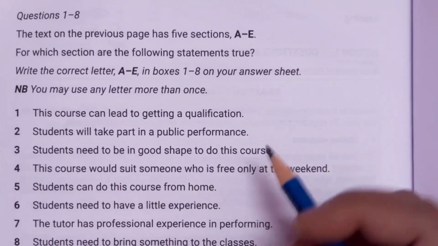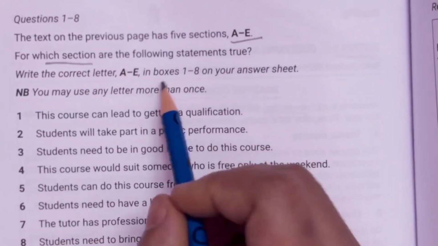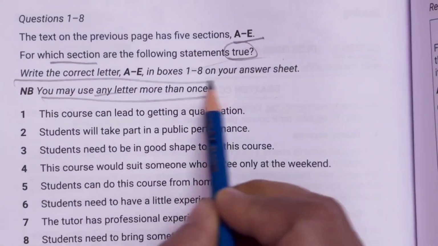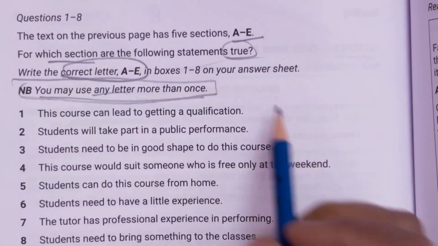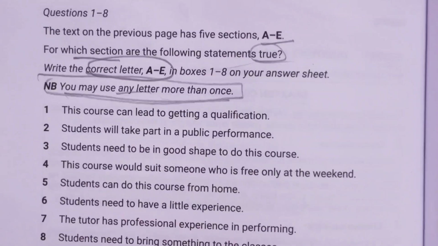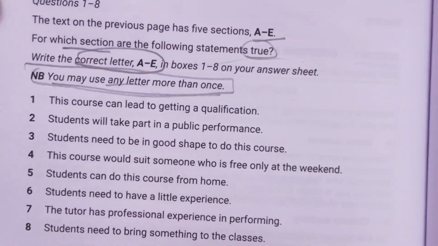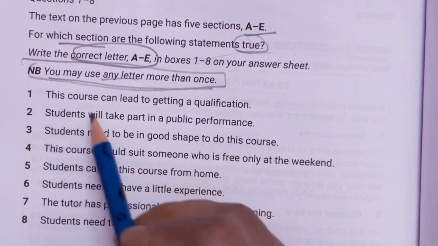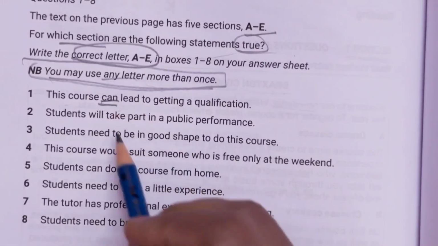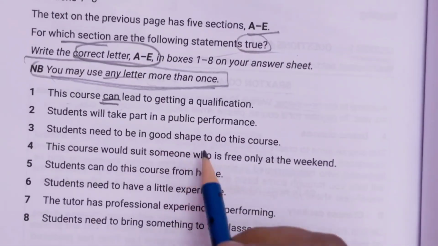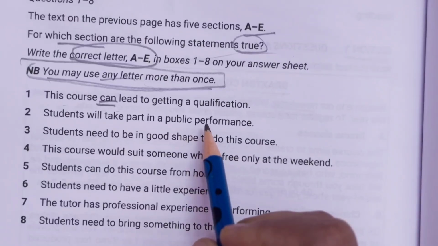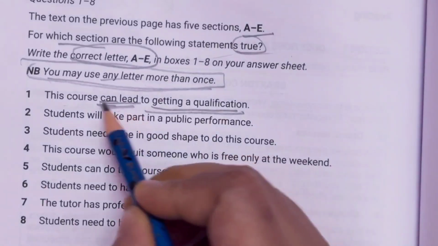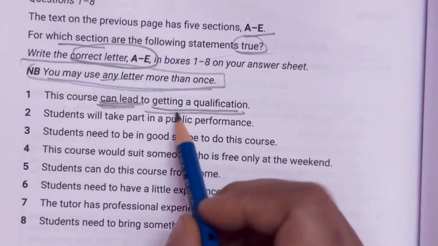The text on the previous page has 5 sections, A to E, for which section are the following statements true. You may use any letter more than once, right? So this is an important information and you have to write the correct letter as your answer. For these kind of questions, you have to read all the questions from 1 to 8 and highlight the important keywords that may help you find your answer. So first one, this course can lead to, so pay attention to modals, pay attention to verbs and the important keywords like adjectives, nouns. So can lead to getting a qualification, right? Can lead to, not always true, but it can lead to getting a qualification.